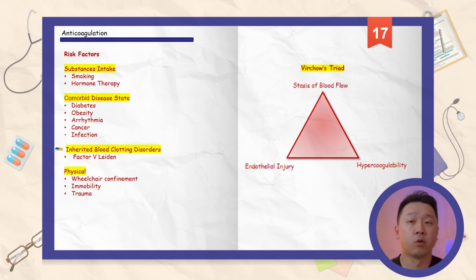Inherited blood clotting disorders, such as factor V Leiden, may inherently increase the hypercoagulability state. Finally, lack of movement, such as immobility and confinement to a wheelchair, will lead to a decreased flow, or stasis, of blood. And trauma will result in endothelial injury, which will increase the risk of clot formation. So below are just some of the common clinical manifestations as a result of clot, but it does not include the whole list.